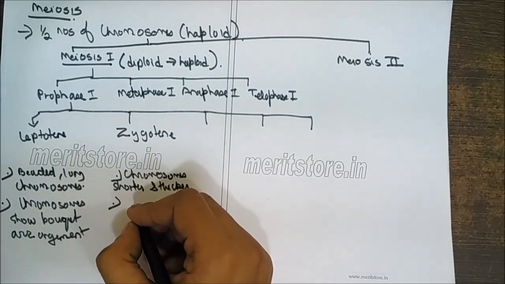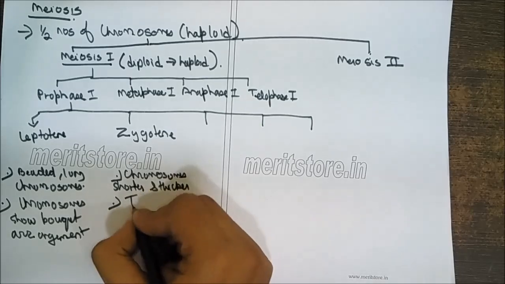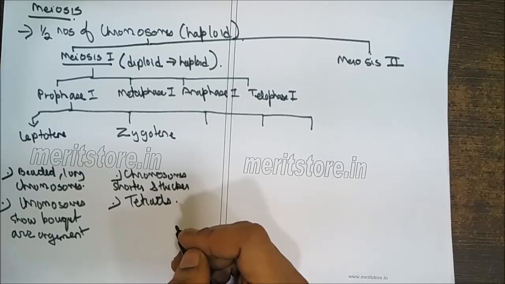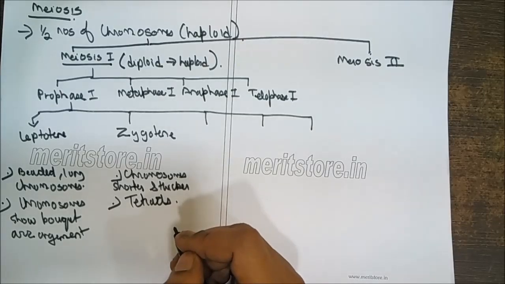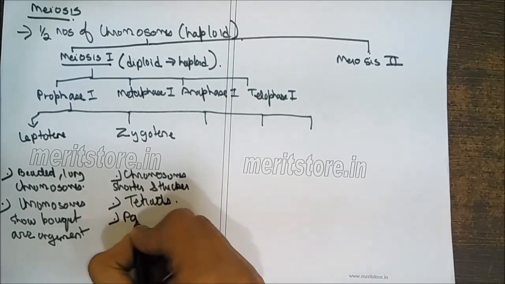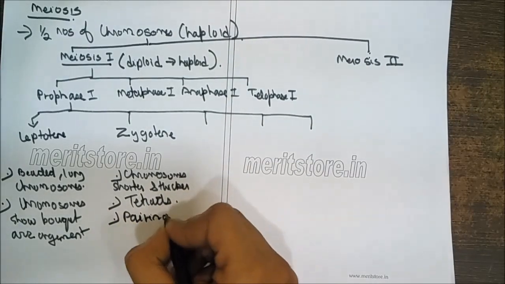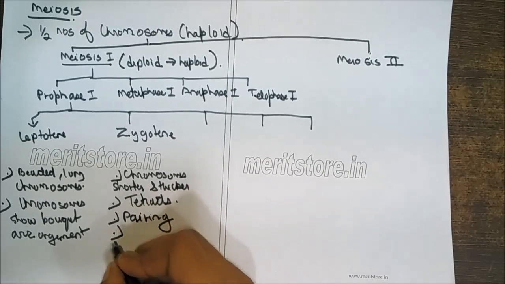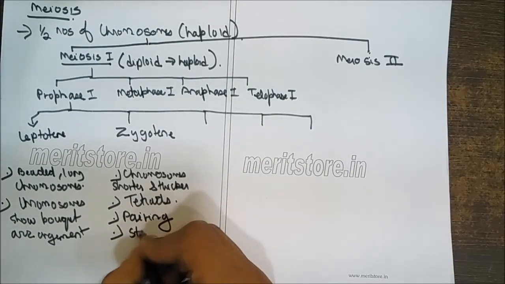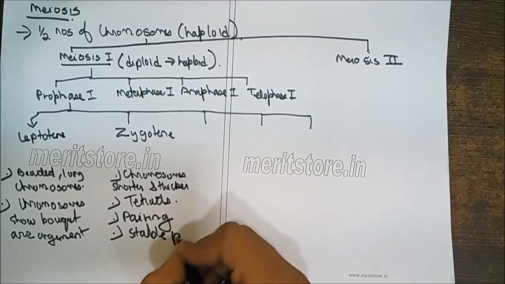Next, tetrads are formed. Synapsis or syndesis, that is pairing of chromosomes, occurs. So tetrads are formed, pairing occurs, and the bivalent complexes reach the stable paired condition of chromosomes.